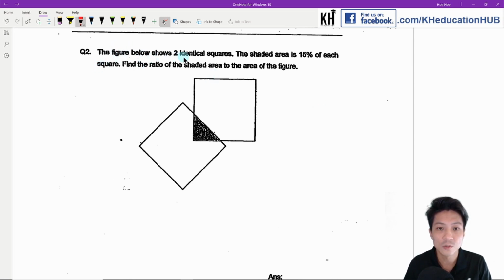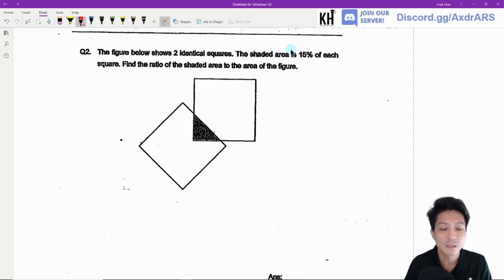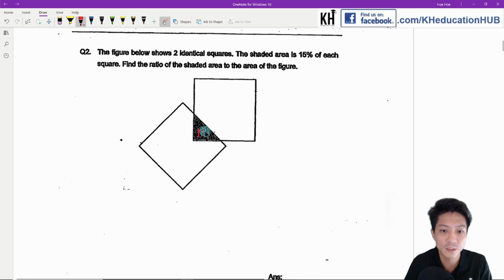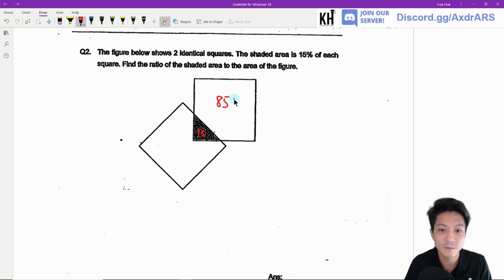Let's move on to question 2. The figure below shows 2 identical squares. The shaded area is 15% of each square. Find the ratio of the shaded area to the area of the figure. So we're going to treat this as 15%, which is like 15 units. Which means that the unshaded part here will be 85%, 85% for the other side also.